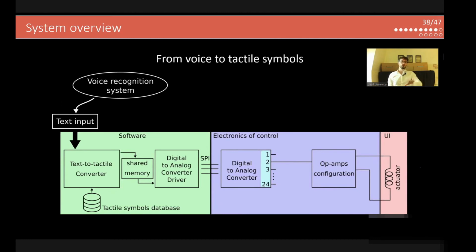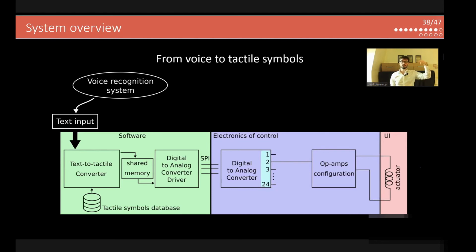To give you a brief overview of the whole design, well, it's divided into 4 different parts. So you have on top the input. It can be a voice recognition system that will be converting voice into text. And then we have the text as an input of our software. So this graph is divided into the software, the electronics of control, and then the actuator. So the software is made of 2 parts. You have the text to tactile converter that has a database of tactile symbols.